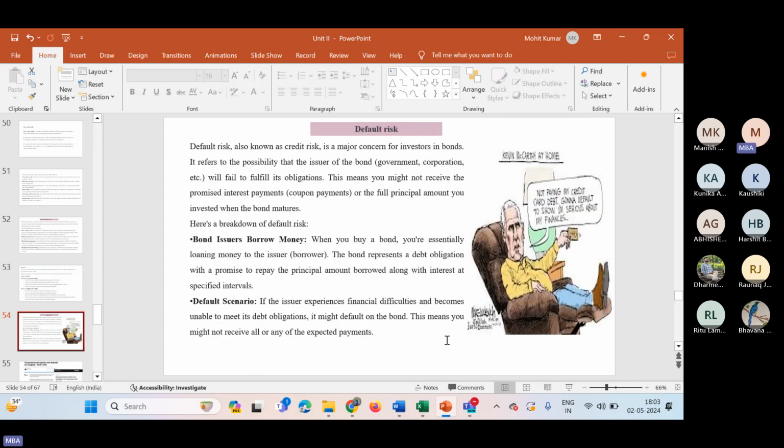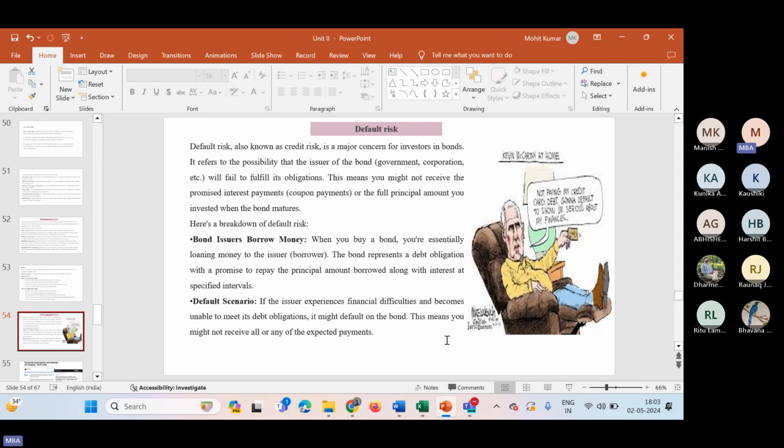Now, one of the most highly discussed topics is default risk. Okay, so what is actually default risk? Default risk is actually nothing. In a simple way, you have taken a loan from someone and you are not paying it back due to certain conditions, you will be called as defaulted on the loan.